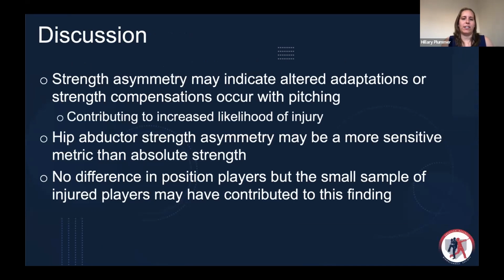Getting into our discussion, strength asymmetry may indicate altered adaptations or strength compensation occurring with pitching, and it may contribute to an increased likelihood of injury. So hip abductor strength asymmetry may be a more sensitive metric than absolute strength. When we looked at lead leg versus trail leg as absolute measures, we did not see any differences in pitchers or position players. So the asymmetry between the legs may be the more important metric to look at. And again, there was no difference in position players, but the sample size of injured players may have contributed to this finding.